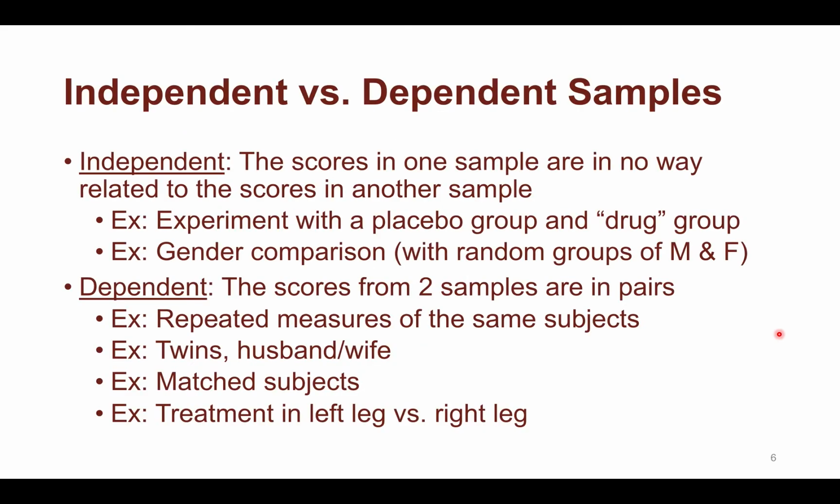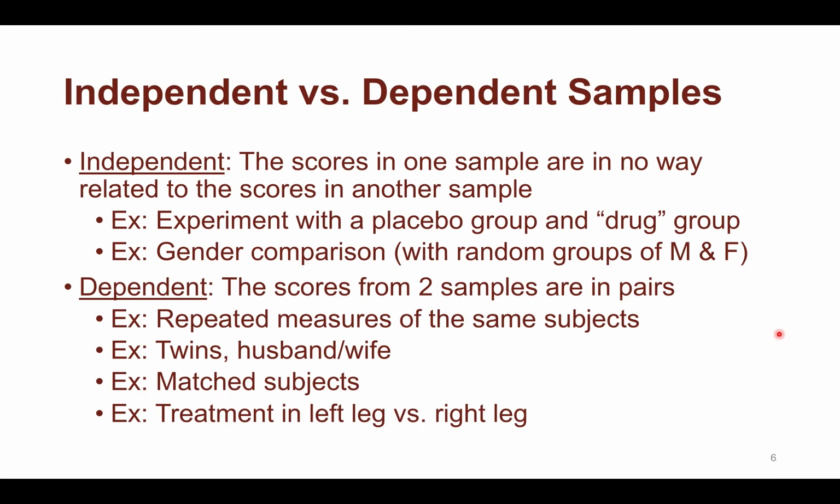So there are a couple different types of t-tests, and in particular we're going to focus on the difference between independent t-tests and dependent t-tests. So independent samples are ones in which the scores from the two groups are in no way related to one another. So this is kind of typical of a true experiment where you have, for example, a placebo group and a drug group, or a control group and a treatment group. It would also maybe be relevant with doing gender comparisons if you have random groups of males and females that aren't related to each other in some way.